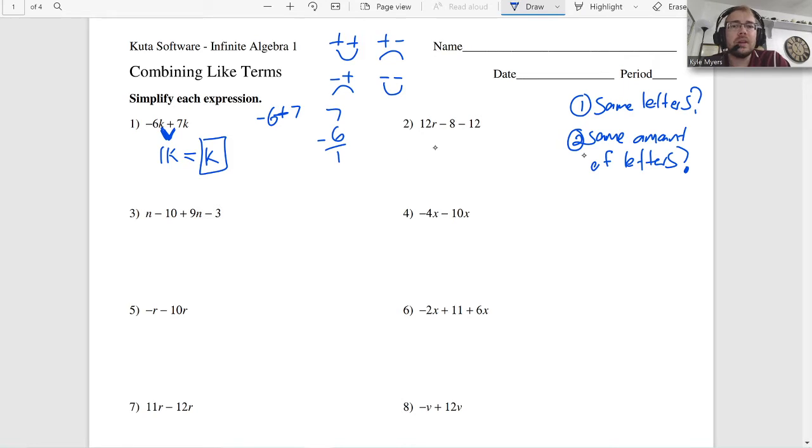Number 2, 12r minus 8 minus 12. Okay, so number 1, same letters. Well, let's see. This is an R. These don't have R's, so no, not the same letters. You have to answer yes to both of these questions to have like terms. Okay, so 12r doesn't have anything else to go with it, so it's just 12r.